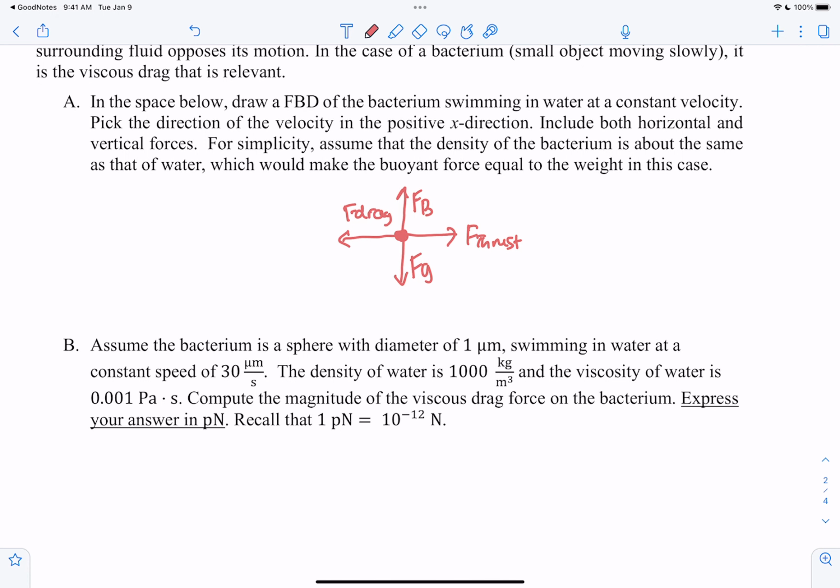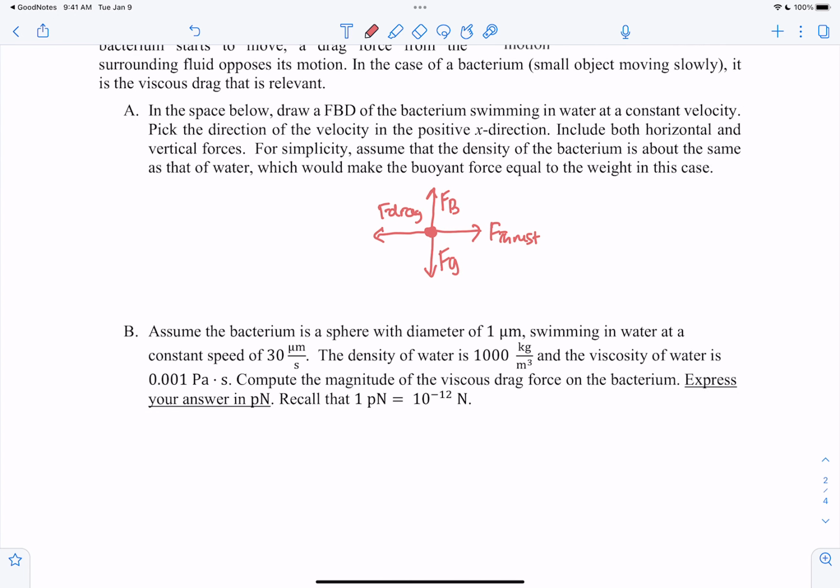Now, with that being said, we can probably move on to part B, but is everyone cool with part A there?